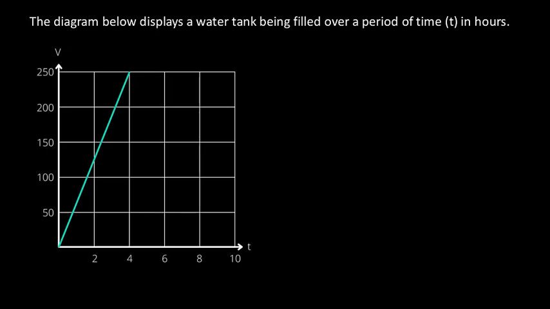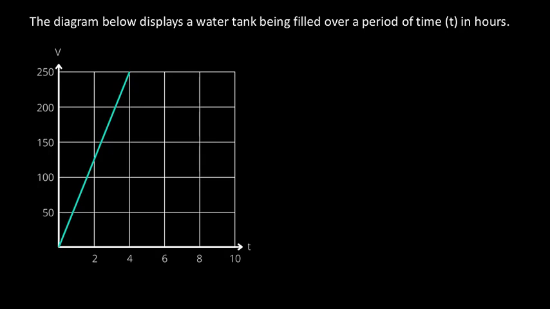Let's have a look at our last problem here. It says the diagram below displays a water tank being filled over a period of time t in hours. Here, the graph's a little bit different. We've only got our first quadrant, and normally this is our x-axis, but it's called t because we're talking about time and volume, so our y-axis is going to be V in this one.